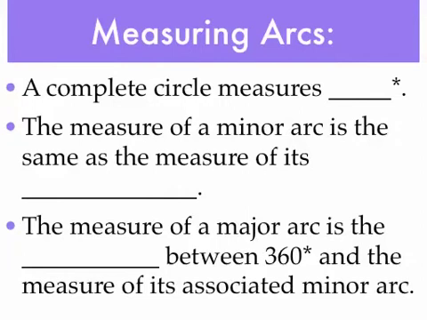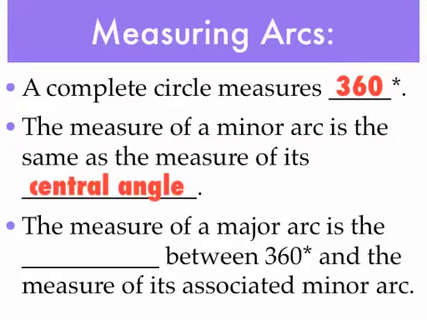Measuring arcs. A complete circle measures 360 degrees. The measure of a minor arc is the same as the measure of its central angle. The measure of a major arc is going to be the difference between 360 degrees and the measure of its associated minor arc.